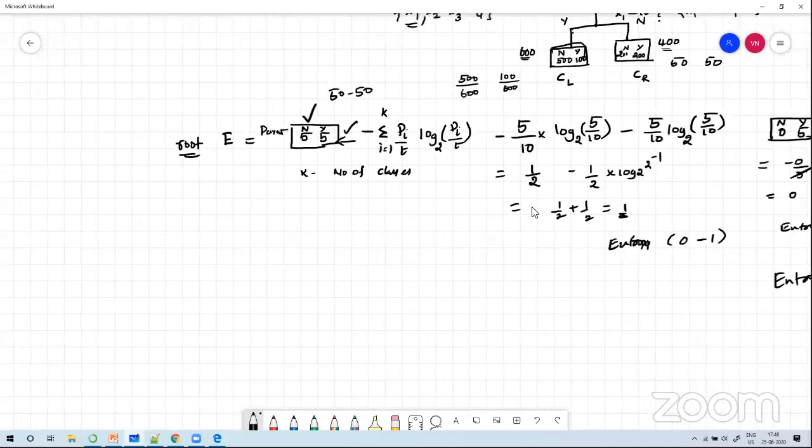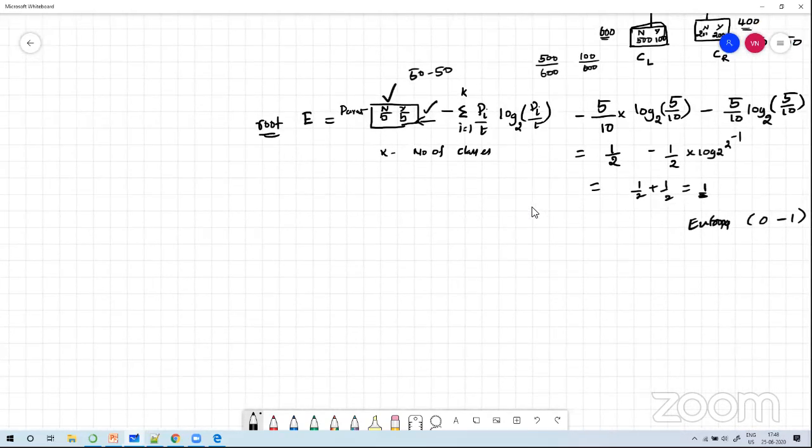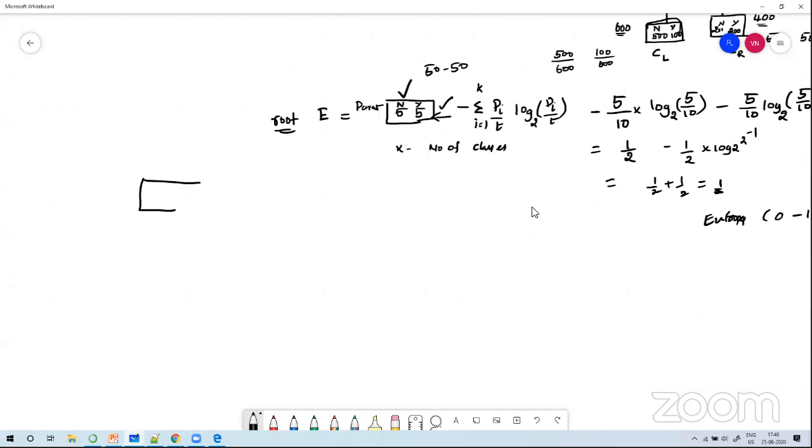Now you know what entropy and Gini is. Now let us answer this question. Now you have, let's say, 6 and 4 here. We want to separate this into 2 nodes.